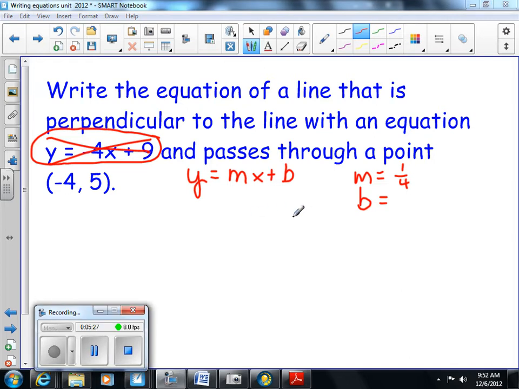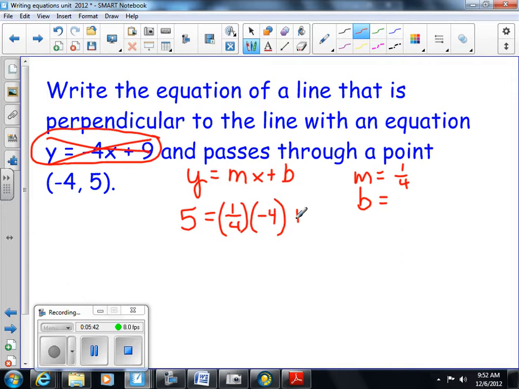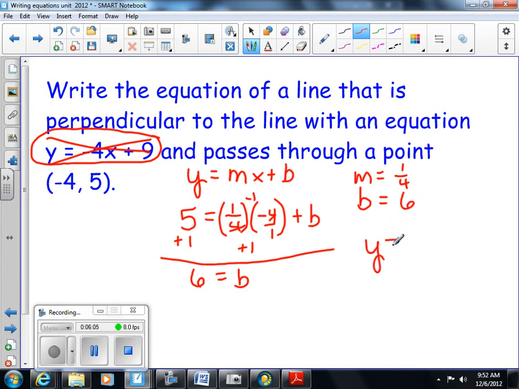Now my second step is to plug in your slope and your point to find your b. So I have 5 equals, what's your slope? 1/4 times your x, -4, plus b. Okay, so these simplify, and I get a -1. What do I do to both sides now, Cameron? Add 1. And you get 6 equals b. So now what is your equation? y equals 1/4 x plus 6.